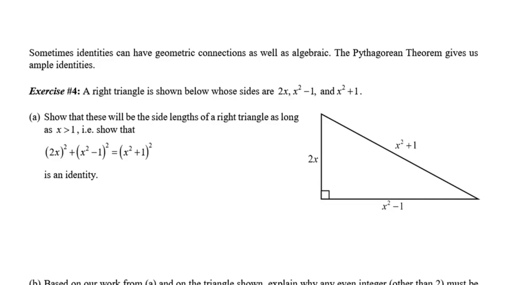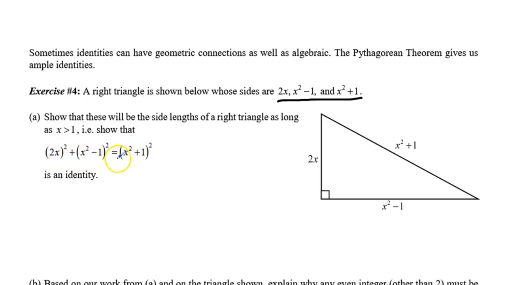In this recording, we're going to continue to work with polynomial identities. Specifically, we're going to start out making a connection to the Pythagorean theorem. So in exercise 4, it says that a right triangle has these side lengths, 2x and x squared minus 1 and x squared plus 1. And what we're going to try to show is that this creates a true statement.